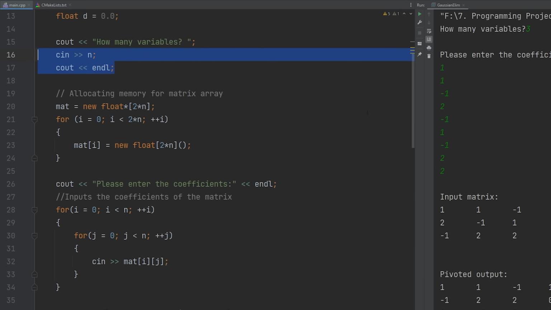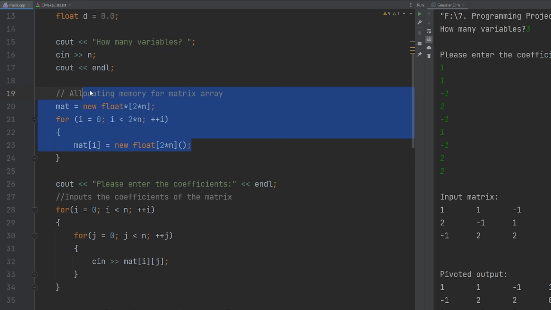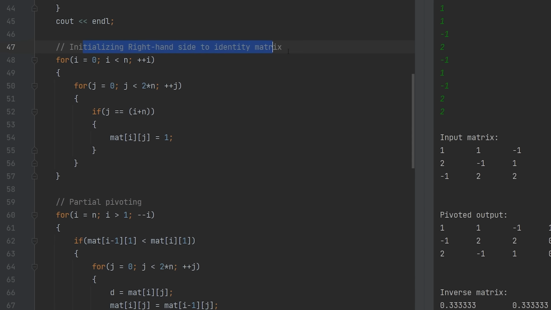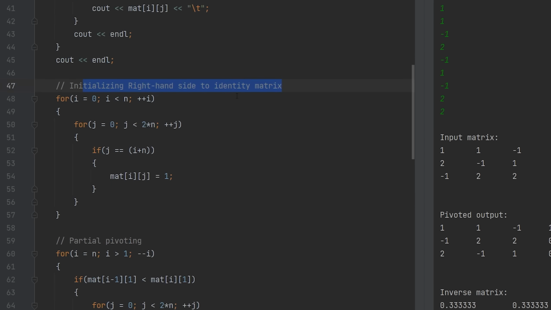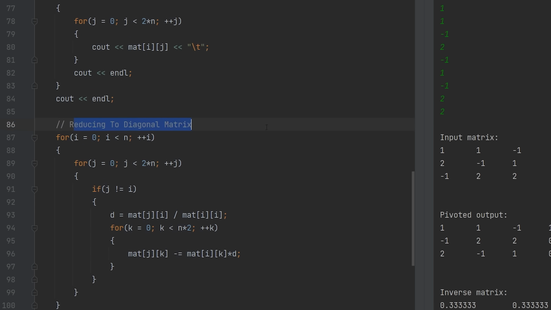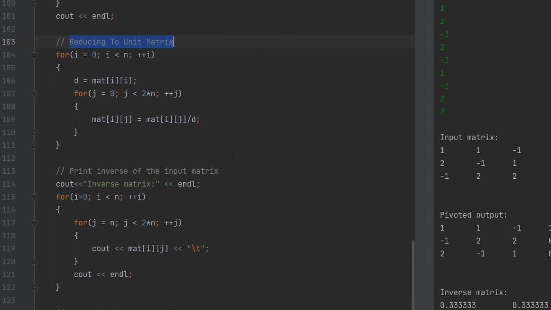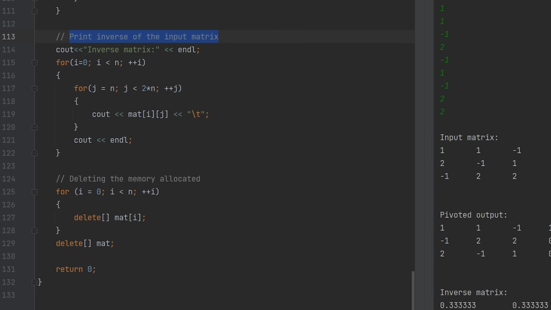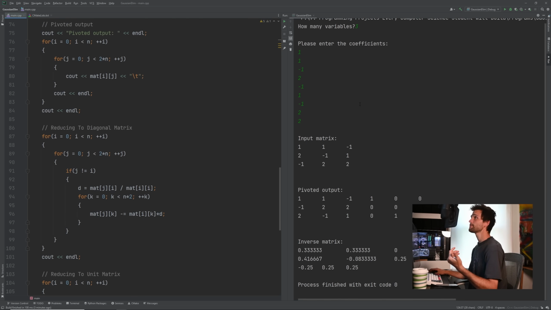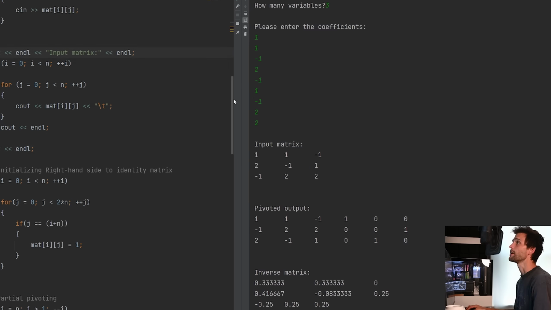How many variables? Enter the coefficients. We have to allocate memory for our matrix array. And then it goes through a handful of steps: initializing right-hand side to identity matrix, partial pivoting, pivoted output, reducing to diagonal matrix, reducing to unit matrix, print inverse of unit matrix, and we delete the memory that we previously allocated. So here is maybe a solution over here, not sure, but there you go.